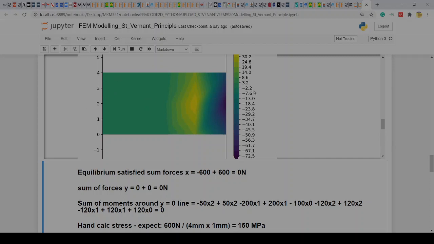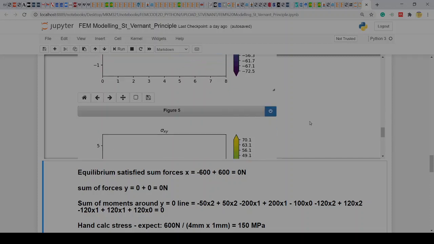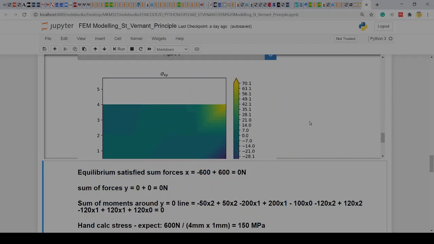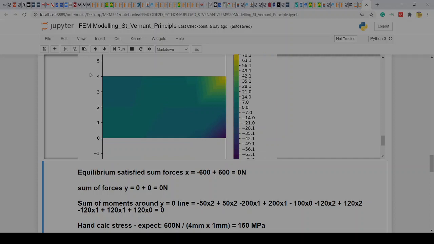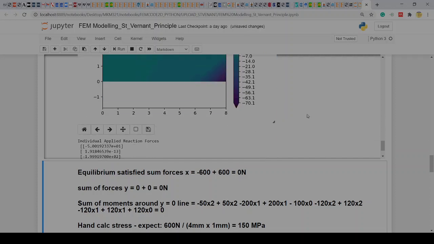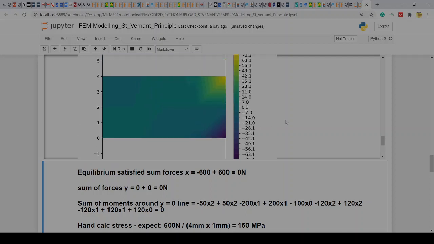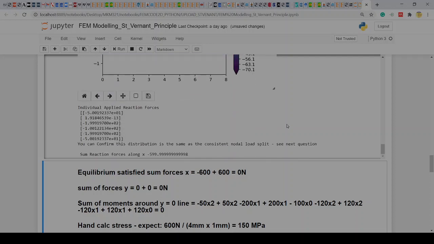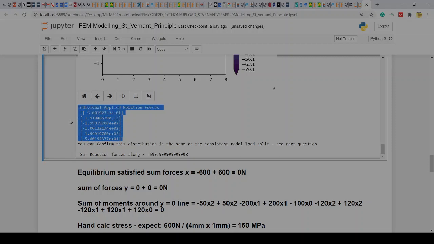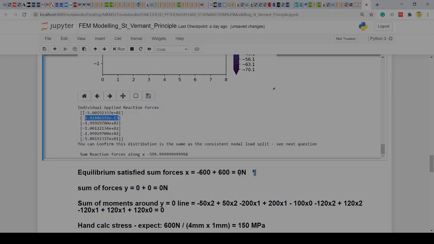Okay. And then sigma xy, similar story. Far away is 0, close by it varies around 70, minus 70. Okay, so that's important to understand. Again, when I look at the reaction forces, I see beautifully minus 50, minus 200, minus 100, minus 200, minus 50. So that's the consistent loading that's popping out there. I see reaction force in the y direction 0, spot on as expected.